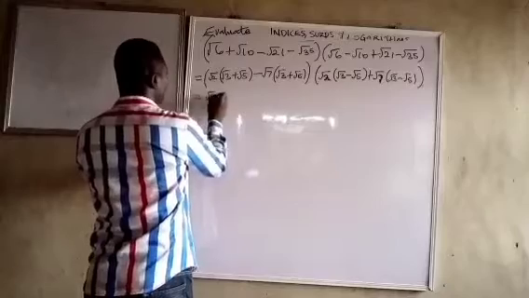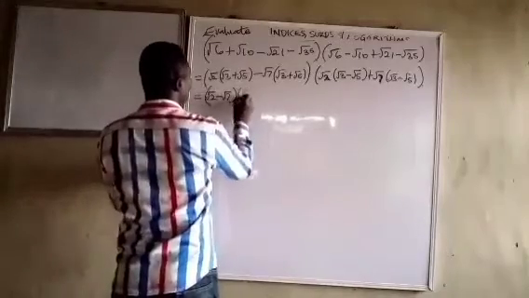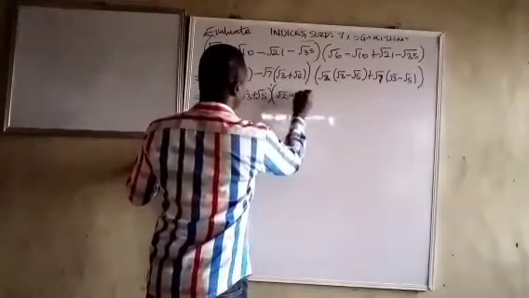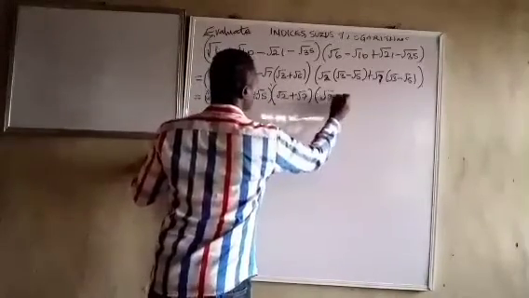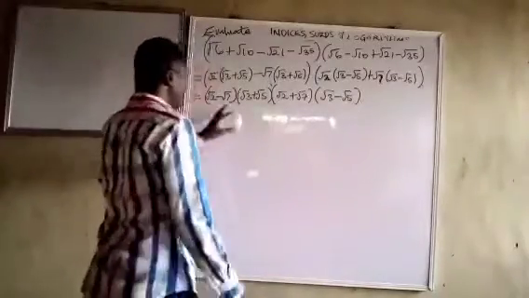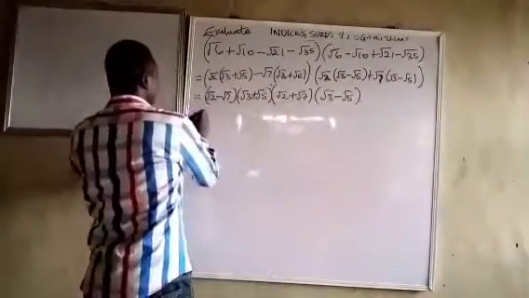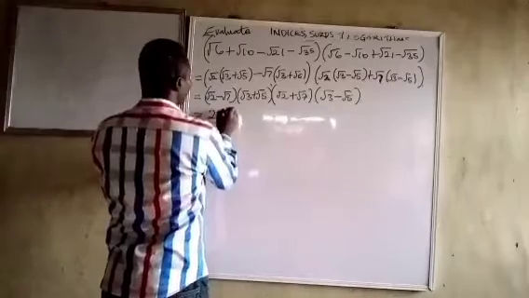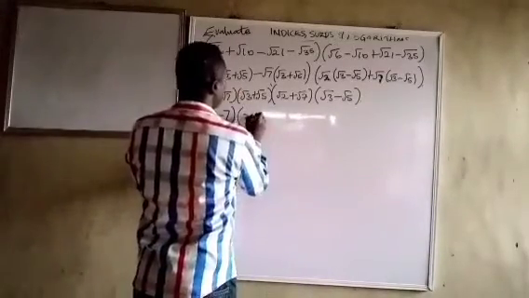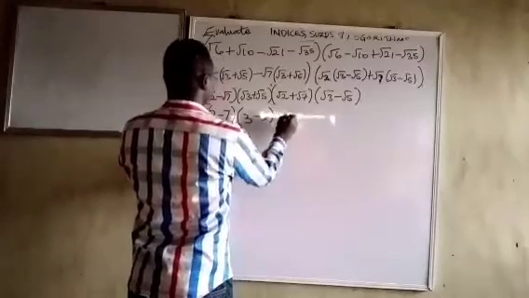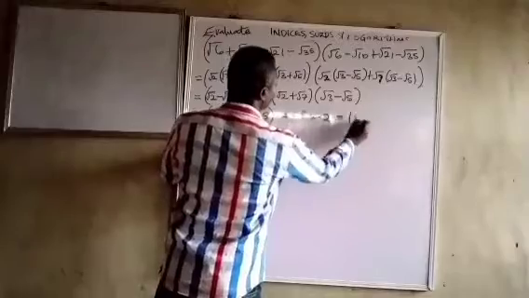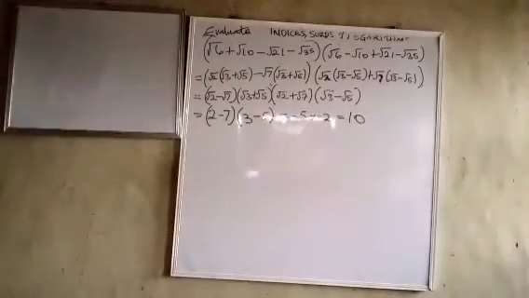I have root 2 minus root 7 into root 3 plus root 5 into root 2 plus root 7 into root 3 minus root 5. So it looks very easy now. This one and this one are conjugates. This one and this one are conjugates. So this one times this one is going to be 2 minus 7, and this one is also going to give me 3 minus 5. So at the end of the day, this one gives me minus 5, and this one gives me minus 2. So the answer is 10 for that one.